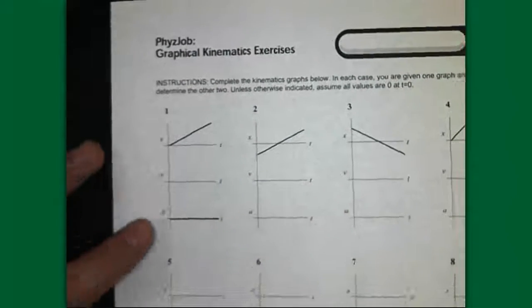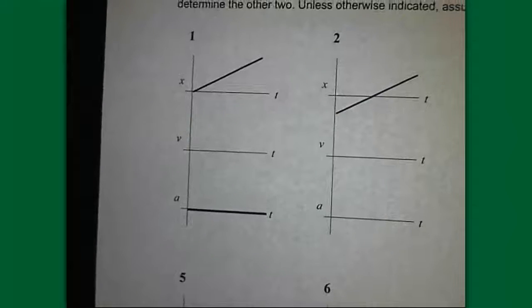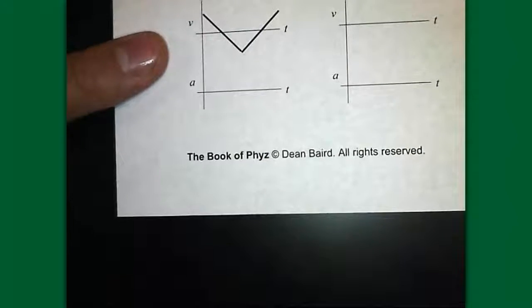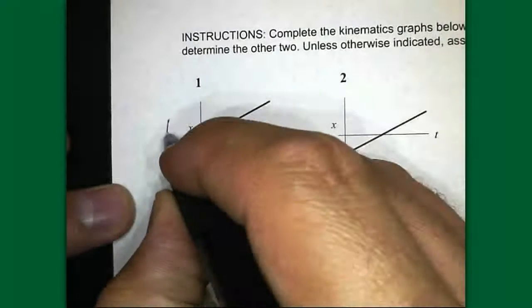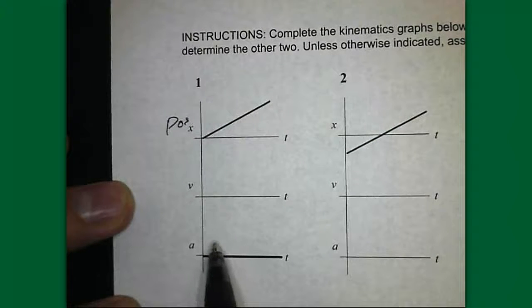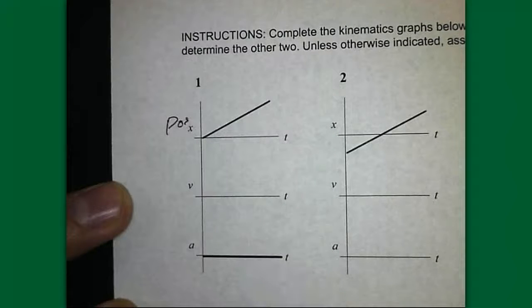So to talk about these motion graphs kind of all together and include acceleration versus time graphs, I want to look at these problems here. And this is courtesy of Dean Baird, Book of Phys. Thank you. But let's look at the problems that he's put up for us. This is a position time graph. This is a velocity time graph, acceleration time. What I want to do here is depict the same motion on all three graphs and consider what it would look like.